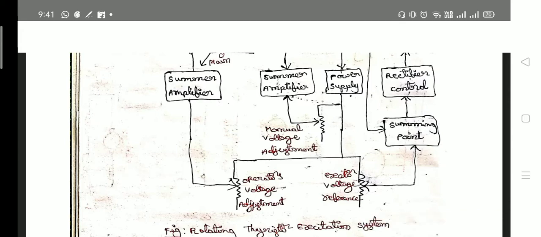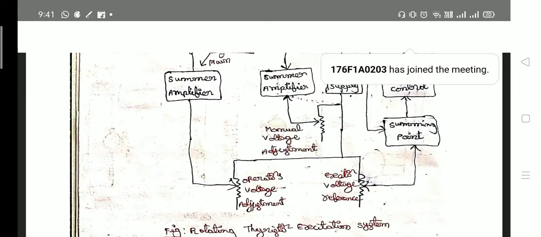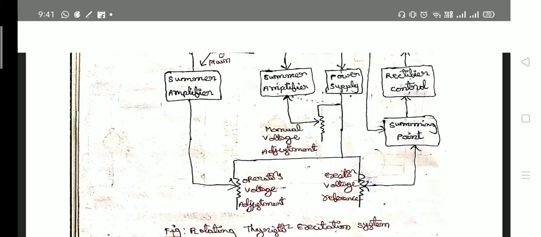If any deviations occur between the alternator and excitation voltage, we can control them with the manual voltage adjustment, then it is given to the power supply. But we cannot control automatically. This is the main disadvantage in this rotor excitation system, only manual control.